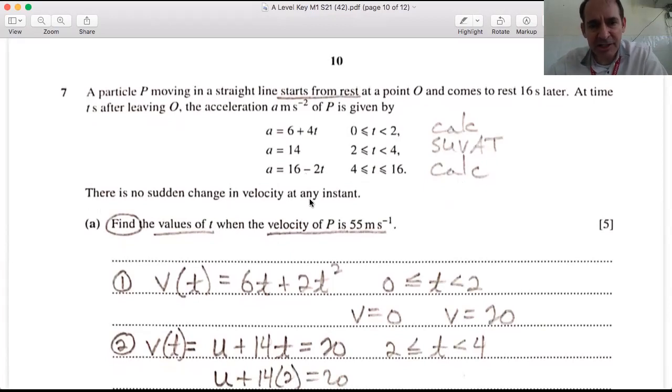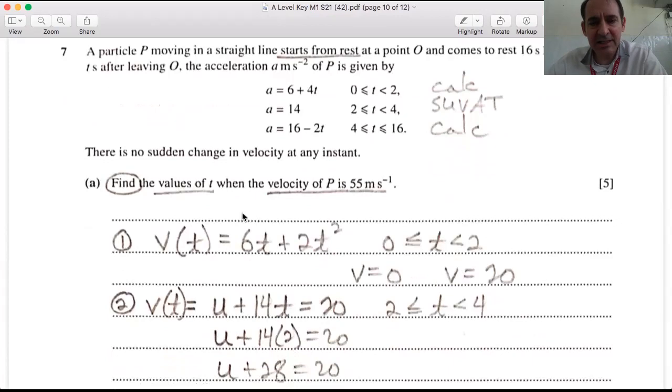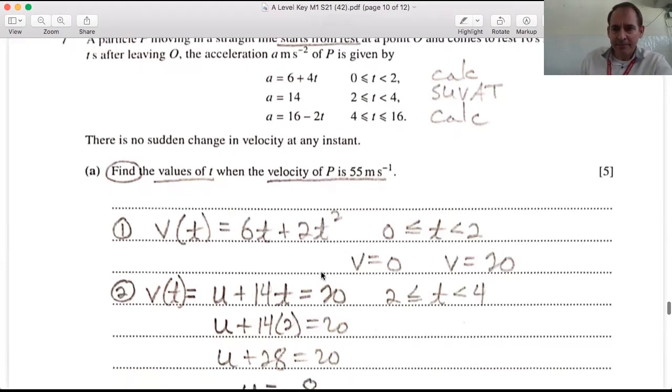There is no sudden change in velocity at any instant, which means your velocity from the end of one interval should be the same as the velocity at the beginning of the next interval. Find the values of t when the velocity of P is 55. Notice it says values plural, so there's going to be 2 when the velocity is 55. So we need to find out which interval we're dealing with that gives us a velocity over 55 meters per second. So let's start with our first one here.